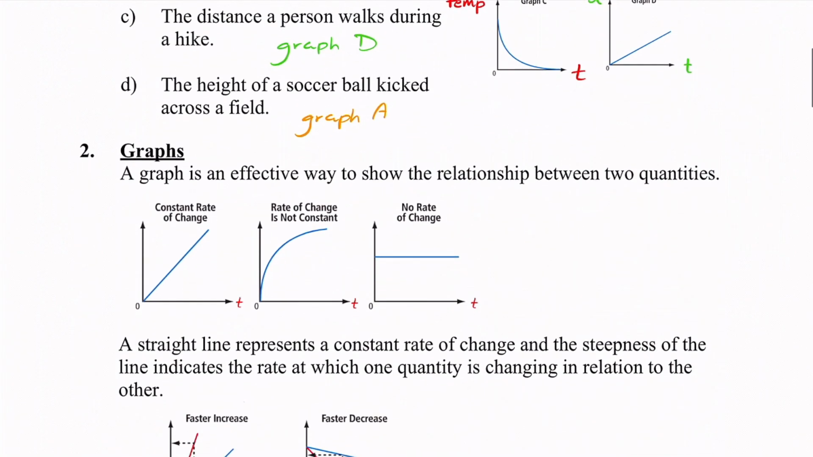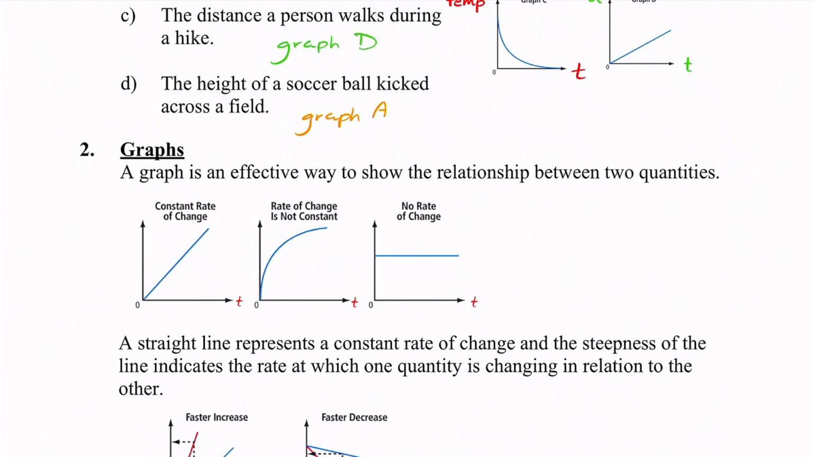Okay, we're on to this next part here. It says graphs. So a graph is an effective way to show the relationship between two quantities.